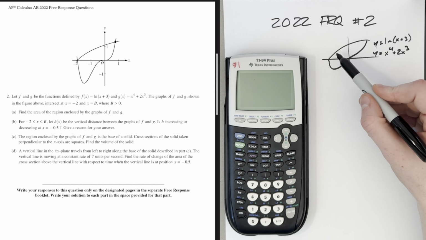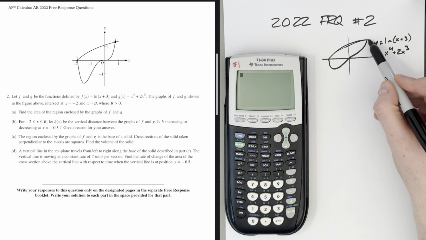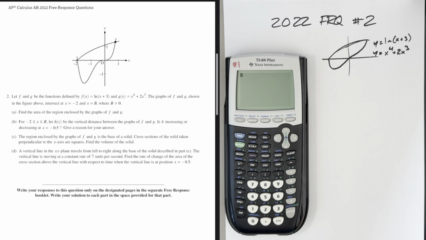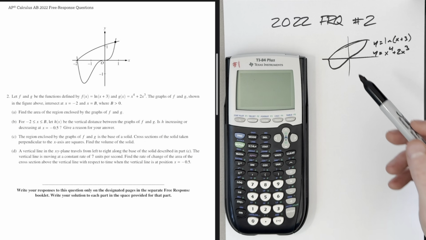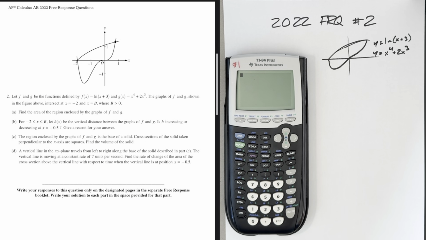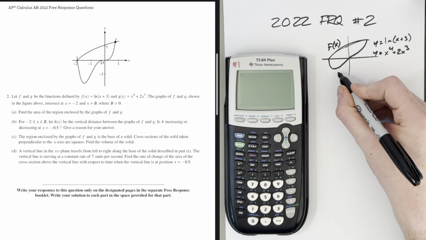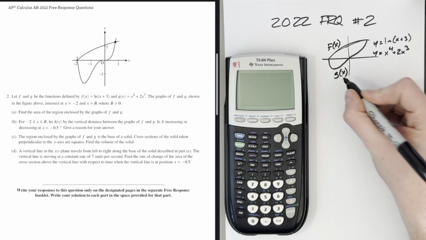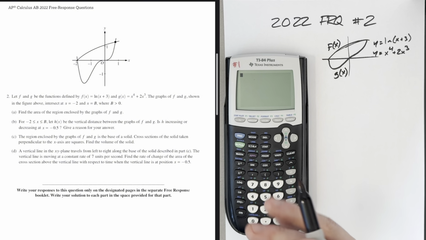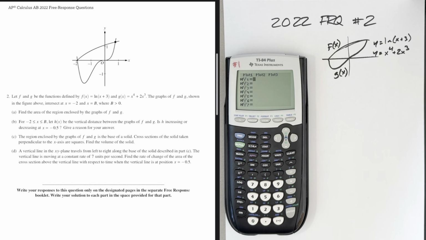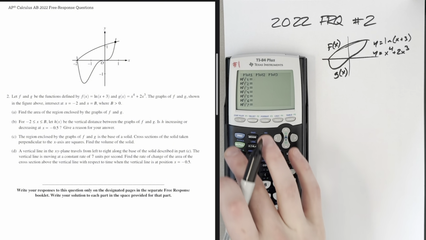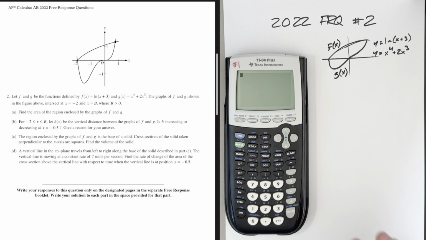F of x is going to be this upper function, the ln, right? That's the shape of a logarithmic curve. And the curve of the bottom one is kind of what a quartic looks like whenever you have a cubic term in addition to it. So just to be clear, this top function is f of x and this bottom function is g of x. If you really needed to know, you could go to y equals, graph one of the functions, and see which one was which. But let's move on.